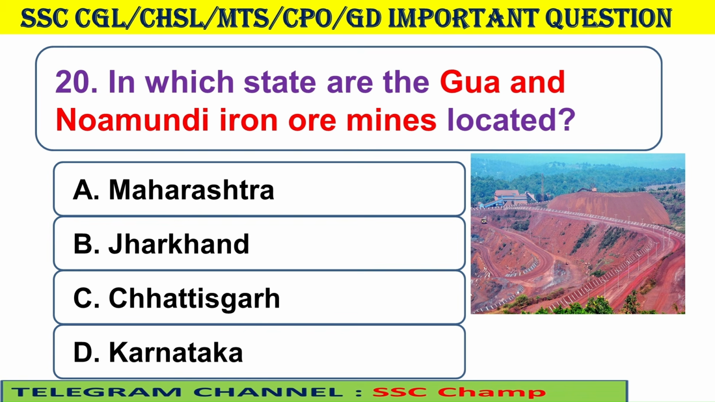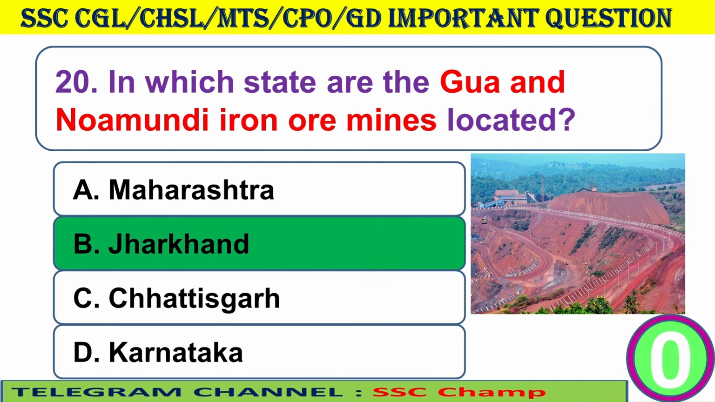Option A, Maharashtra, Option B, Jharkhand, Option C, Chhattisgarh, Option D, Karnataka. Correct answer, Jharkhand.